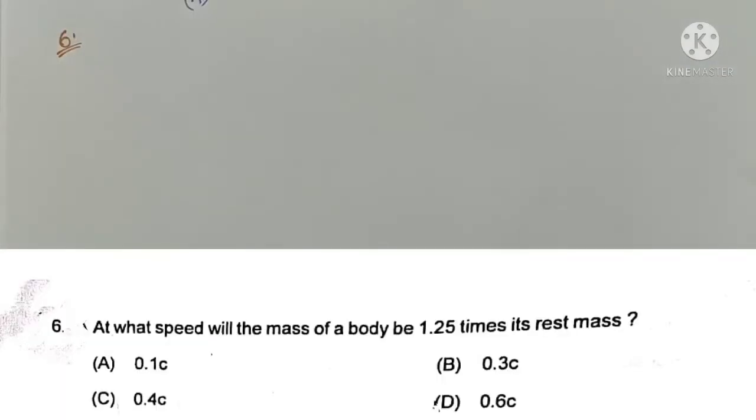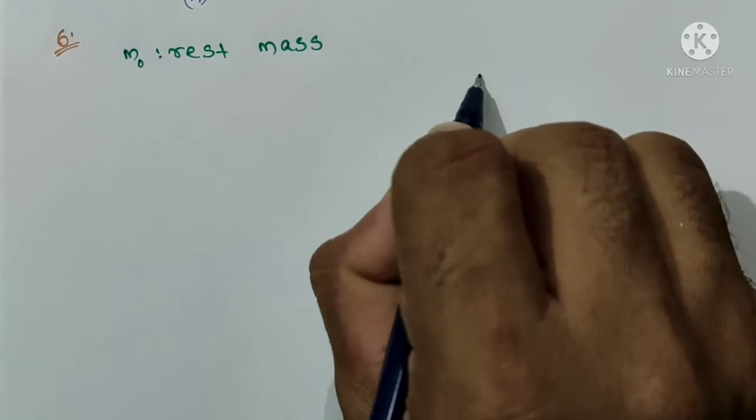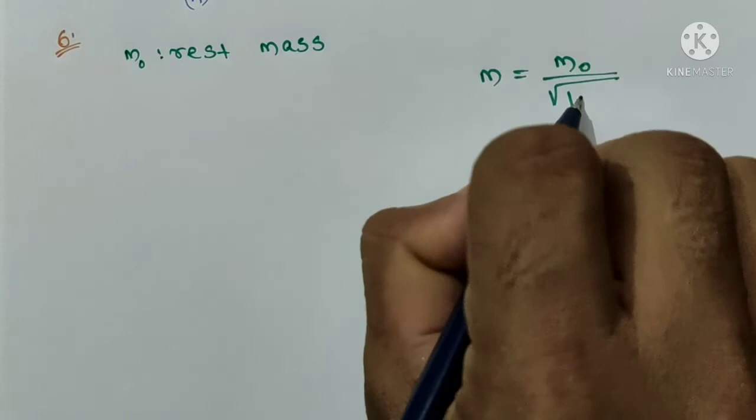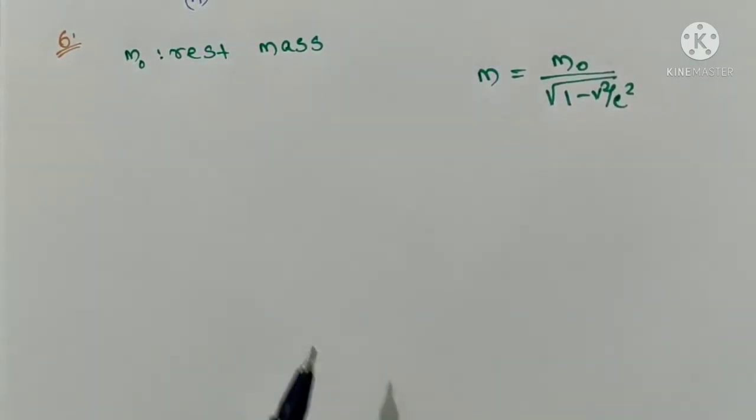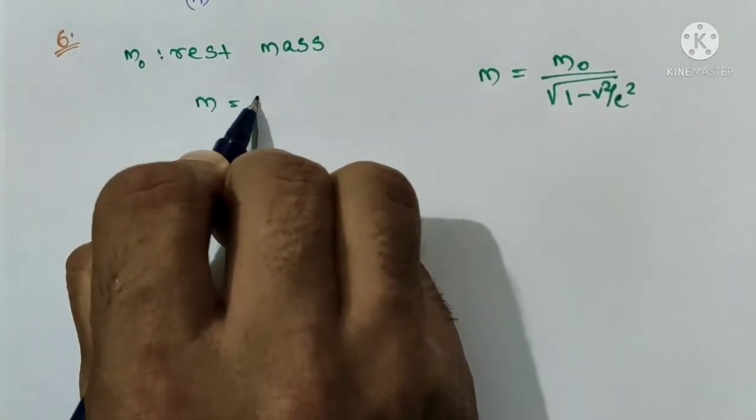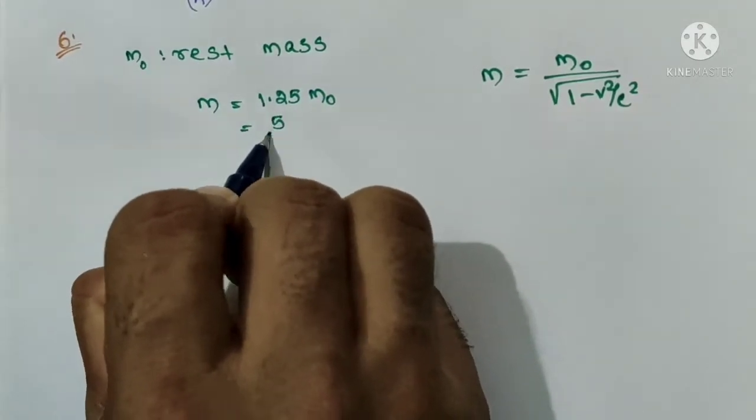Question number 6. At what speed will the mass of a body be 1.25 times its rest mass? We know in a relativistic effect, the mass of a particle is expressed as m equal to m naught over square root under 1 minus v square by c square, where v is the speed of the particle and m naught is the rest mass of the particle. According to question, we have to find v for which m equals to 1.25 times of m naught, or this can be written as 5 by 4 m naught.